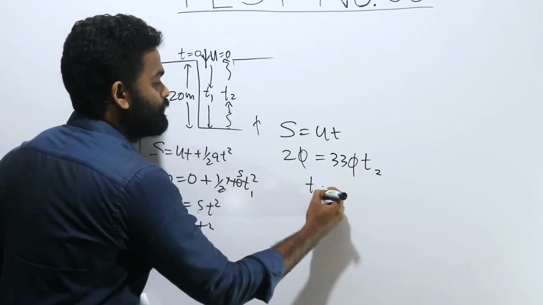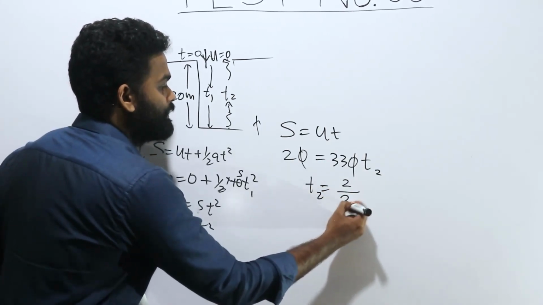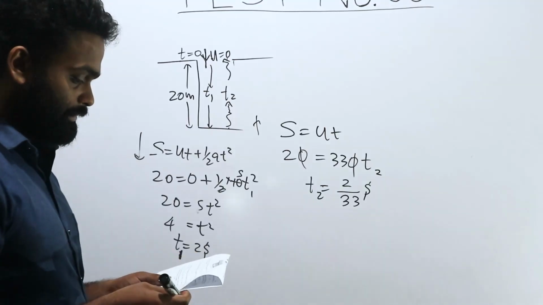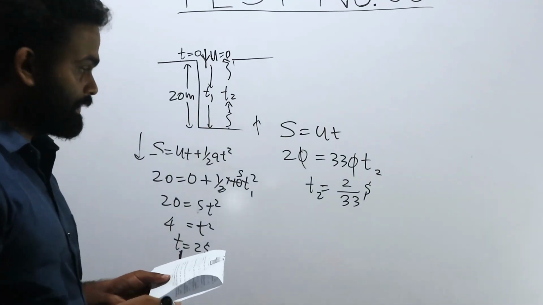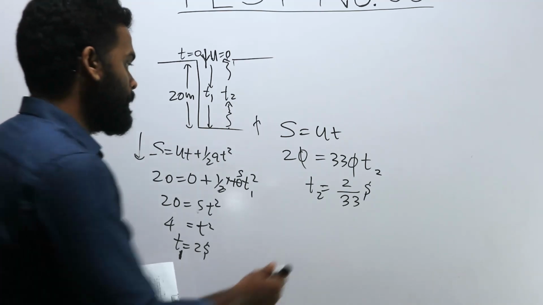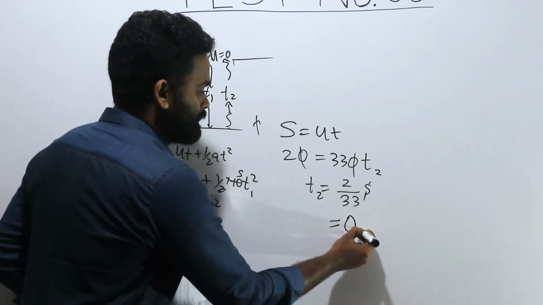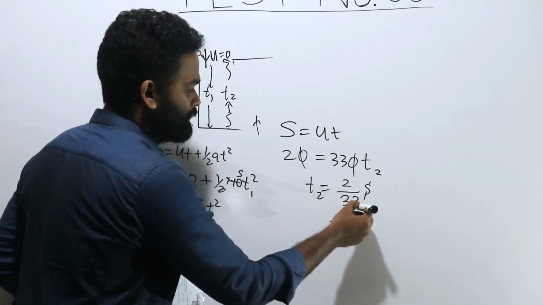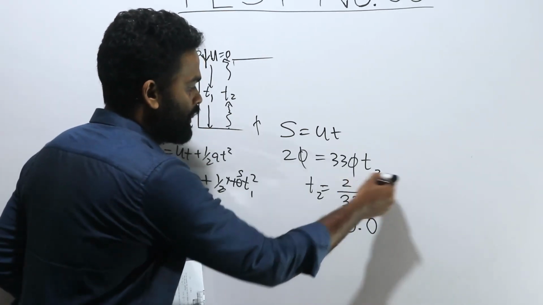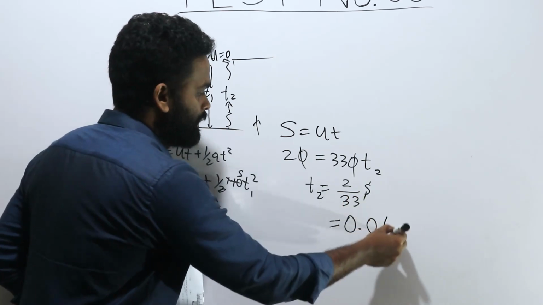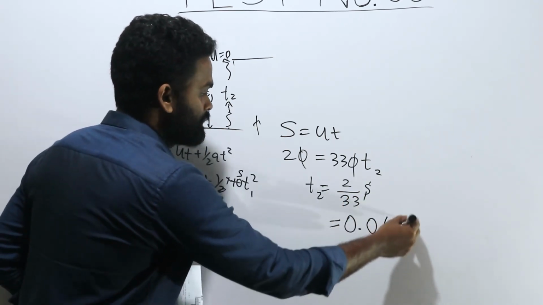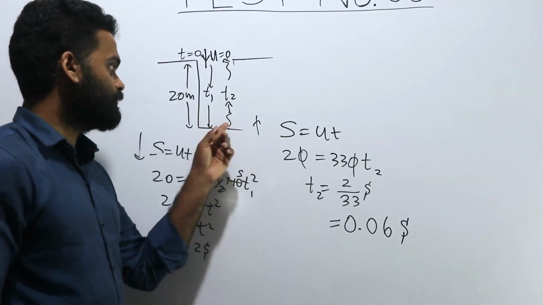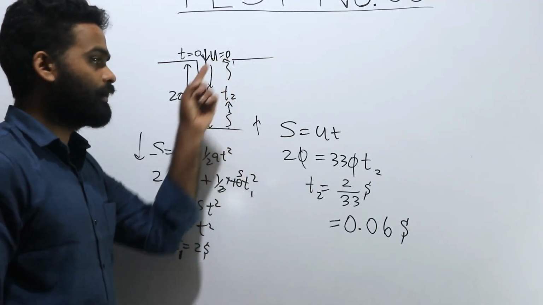Then T2 is equal to 2 divided by 33 seconds. So 2, 0, then 20 doesn't have 33, so 0. 200, 33 has 6 33s. So it should be 0.06 seconds for the sound to move from here to the ground level.